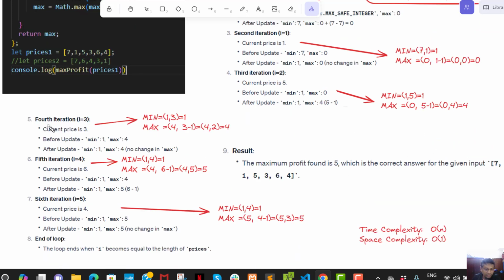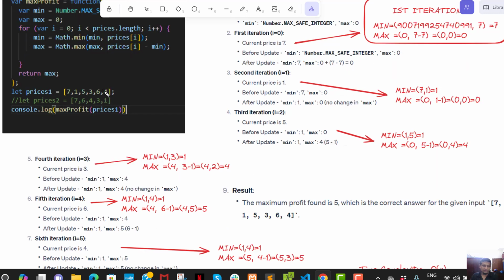So let's go for the fourth iteration. Min is coming from here, min is 1, and the current price is 3. So between 1 and 3, 1 is the minimum, and max is 4.